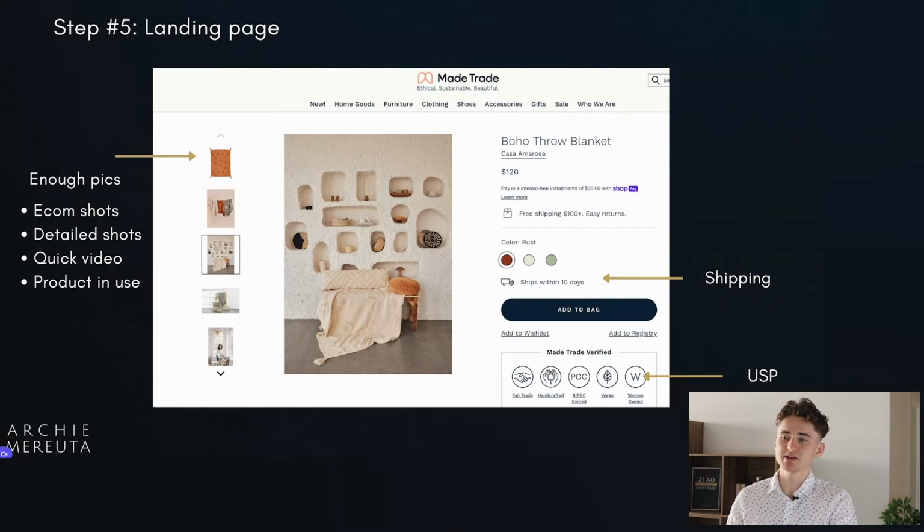Now the last step is the landing page. So we've talked about the offer, we've talked about finding the right audience, we've talked about the account structure, the creatives. Now it is important where you send people to. This has, I would say, the second or the third most important impact onto your results.